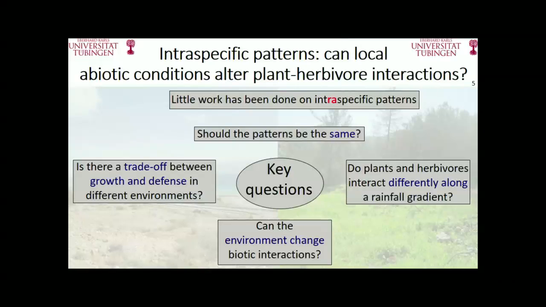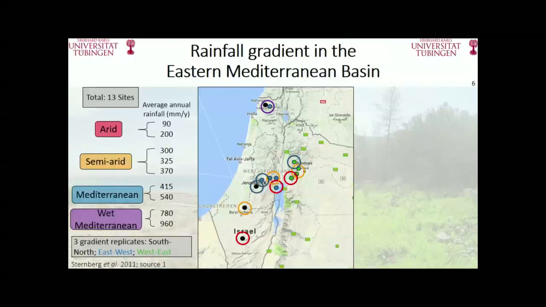And specifically, do plants and herbivores interact differently along a rainfall gradient? Can the environment change biotic interactions? And the environmental change here is rainfall. So can rainfall decouple this relationship? And lastly, is there a trade-off between growth and defense in different environments? This question is often very difficult to conclude in interspecific studies because the species identity itself is a confounding factor.